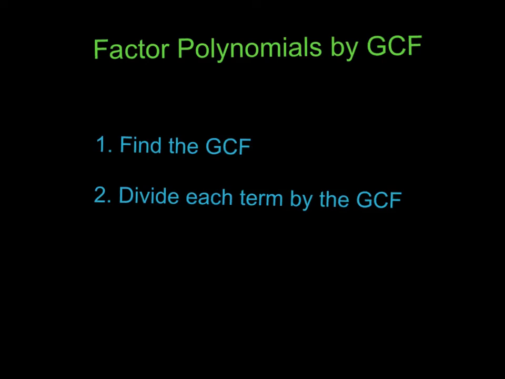Alright, so factoring polynomials by greatest common factor. It's basically we're doing the opposite of the distributive property. We're kind of like undistributing or factoring. So the steps that we will follow: you have to find the greatest common factor, and then you're going to divide each term by the greatest common factor.